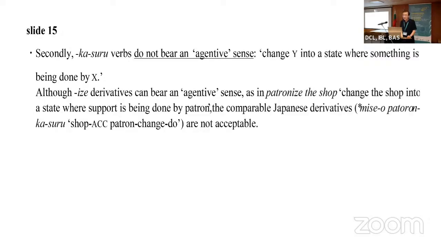Secondly, 化する verbs do not bear an adjunctive sense. Change y into a state where something is being done by x. Although -ize derivatives can bear an adjunctive sense, as in patronize the shop, change the shop into a state where support is being done by a patron, the comparable Japanese derivatives, 店をパトロン化する, are not acceptable.